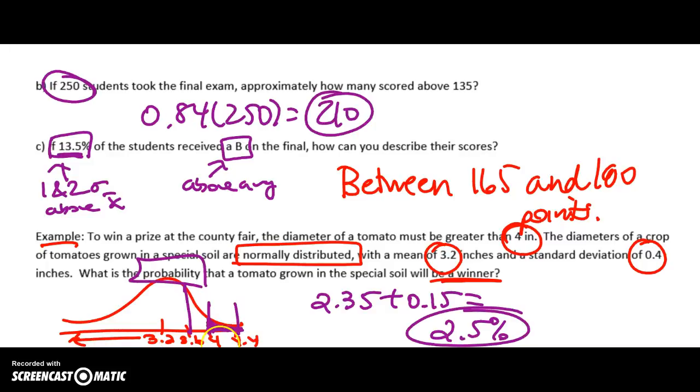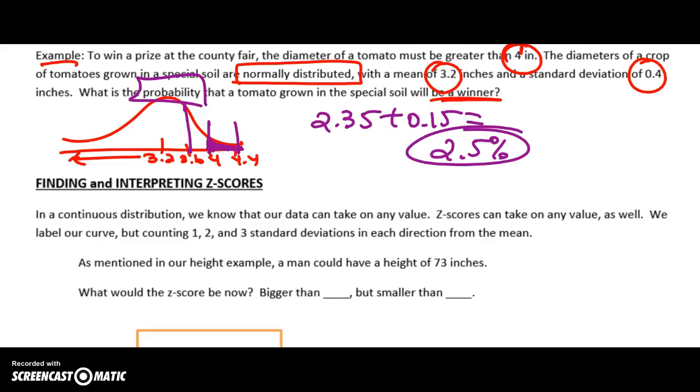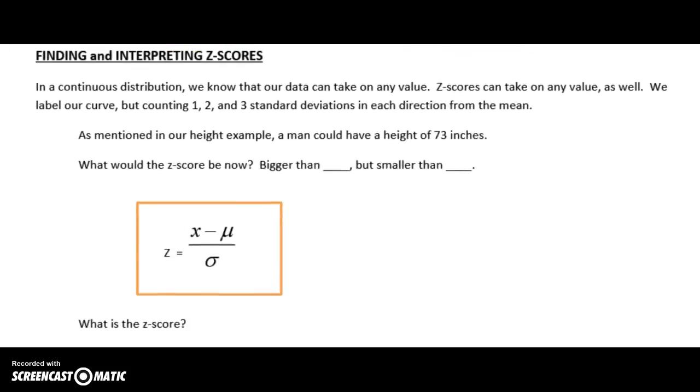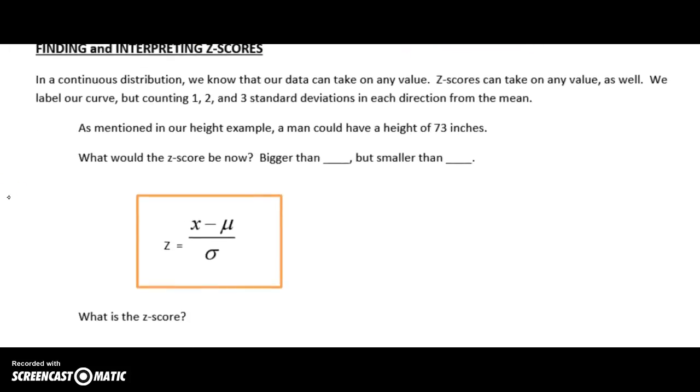So in like this example, we could have a tomato that has a diameter of 4.25 inches or a diameter of 3.15 inches where it's not a perfect number of standard deviations away. So that's why we have to have a formula and a way to find z-scores. We also want to make sure that we can interpret them. So in a continuous distribution, remember that we know that our data can take really on any value, z-scores can take on any value as well.